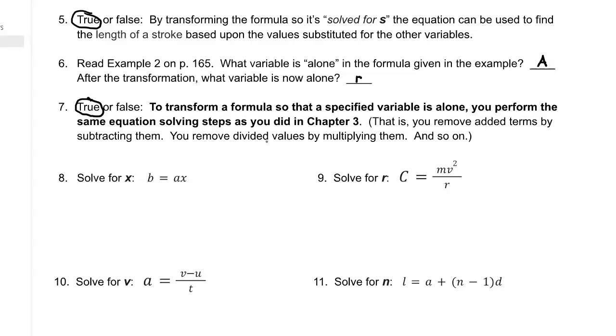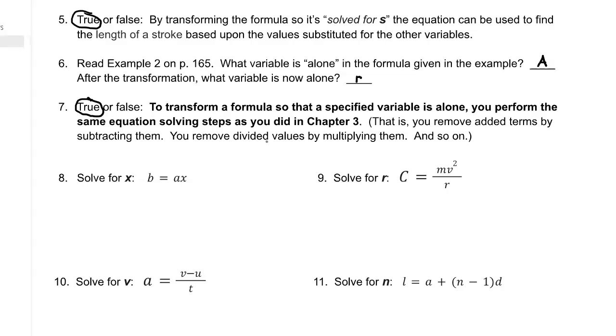Number 7 in bold ink is giving you the main idea of today's lesson. We're going to transform formulas to get a particular letter of the alphabet alone, and the way that you accomplish that is do the same steps that you did in chapter 3. Now let's try some of these.